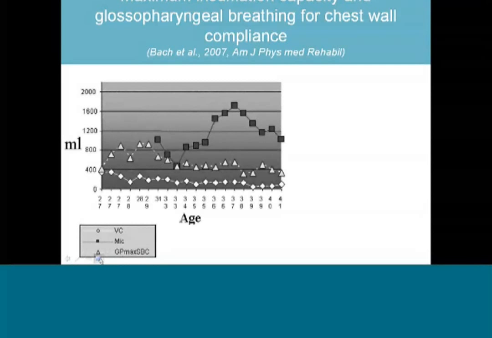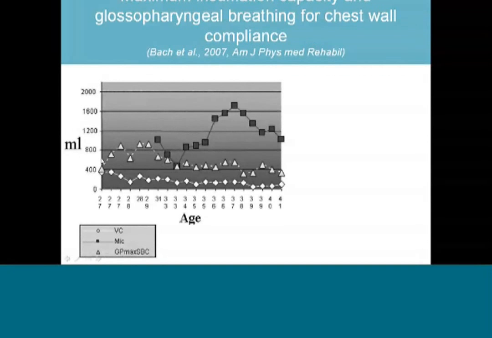So this is from John Bark's work, and in this slide you can see an individual's vital capacity as time goes on. In the very bottom graph, the triangles, you can see their vital capacity declining as time goes on. In the graph above, they have been taught to glossopharyngeal breathe, which provides some increase in vital capacity, in a technique that can be quite difficult to learn.